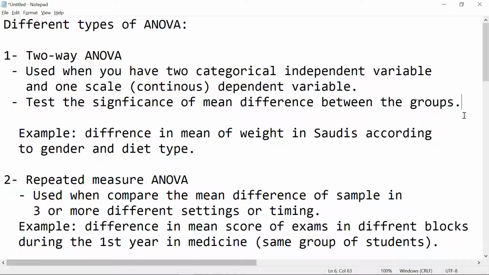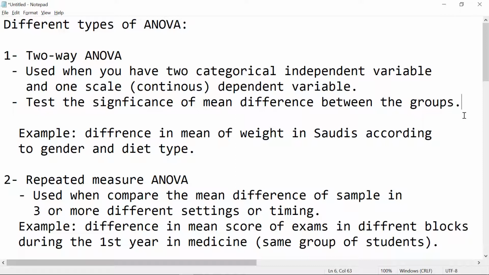The two-way ANOVA is used when we have two categorical independent variables and one scale continuous dependent variable. It tests the significance of mean difference between the groups. For example, difference in mean of weight in Saudis according to gender and diet type.